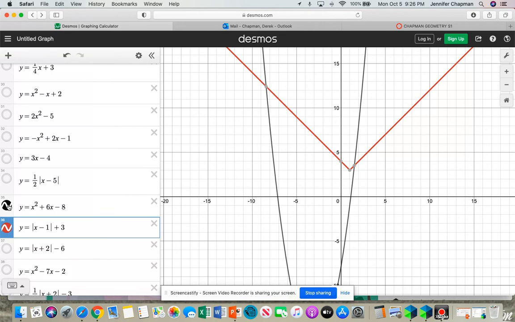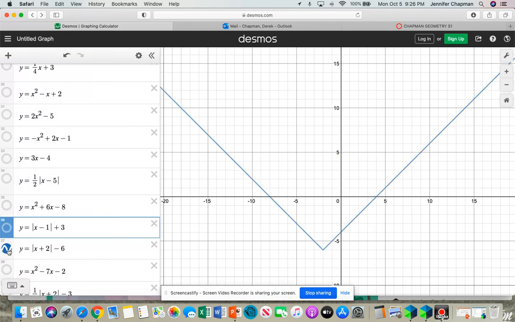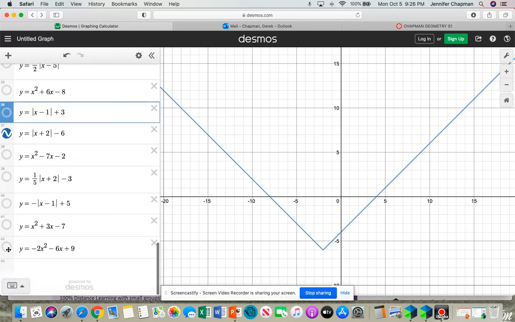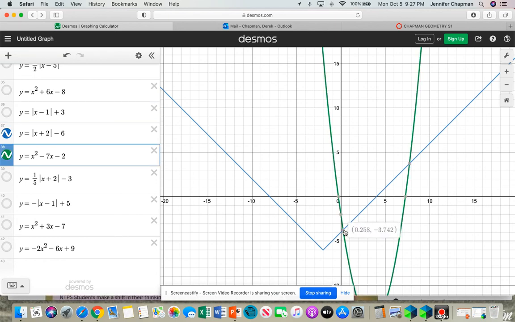Number 27, absolute value of x plus 2 minus 6. So that's my blue function. And then my green function's x squared minus 7x minus 2. You could see that they're crossing here at a couple places, at x equals 0.258 and at x equals 7.742.